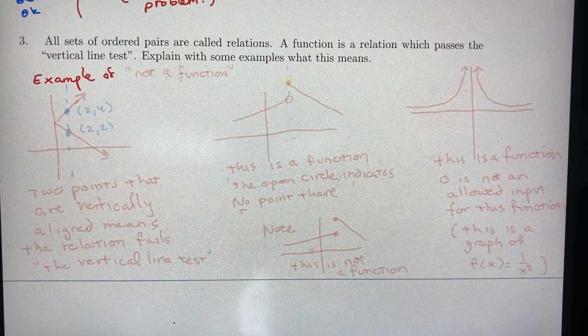And what's called the vertical line test. So if I have a graph, let me just give an example. Here's my relation that may or may not be a function, and it is not, because if I draw, for instance, this vertical line, it hits the thing twice, maybe at 2, 2 and 2, 4, for example. So 2 points which are vertically aligned means the relation fails to be a function. It fails the vertical line test.